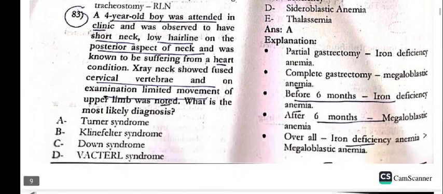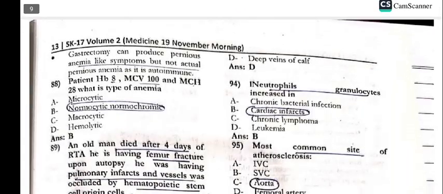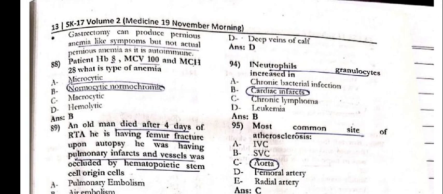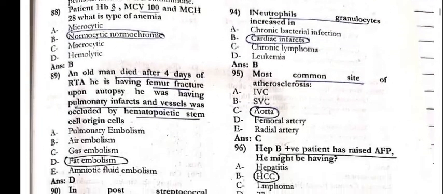Next, after gastrectomy, which type of anemia occurs commonly? That is iron deficiency anemia. Next, 88, the patient with Hb 8, MCV 100, MCH 28. That is normocytic normochromic anemia.